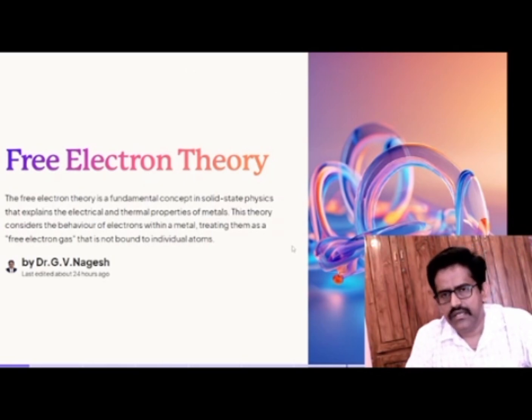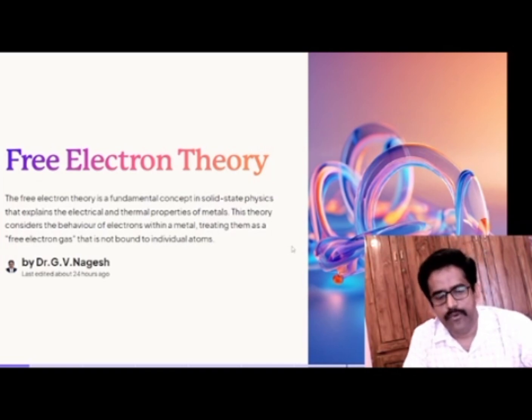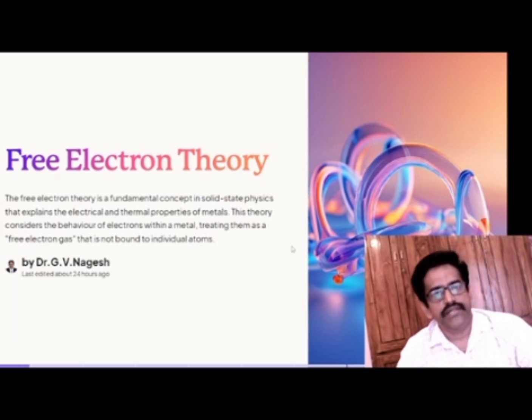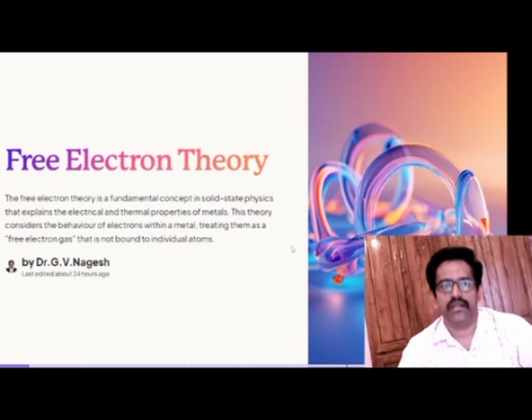They introduced the classical free electron theory, where the valence electrons are responsible for the conductivity. And by improving the drawbacks of this classical free electron theory, Sommerfeld introduced the quantum free electron theory, and he explained the conductivity and the thermal properties by using Fermi electrons.